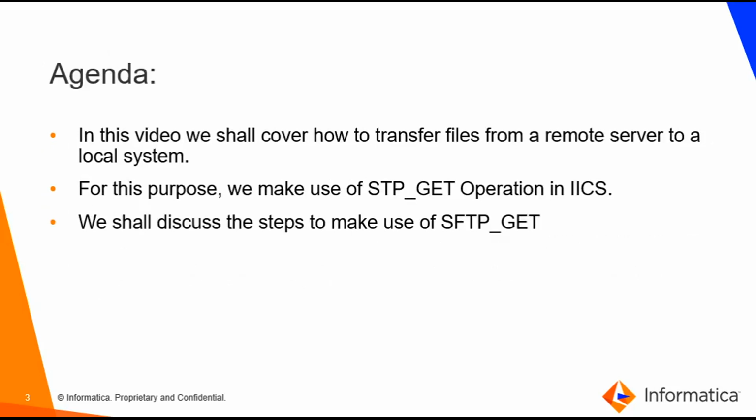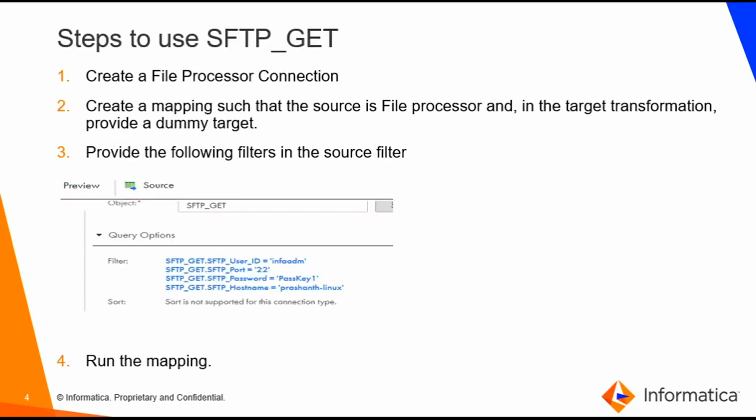So today's agenda is we shall cover how to transfer files from a remote server to a local system. That is, we are going to download some files from a remote server to our local machine. And for this purpose, we are going to make use of the SFTP GET operation in file processor. So we shall discuss the steps to make use of SFTP GET.